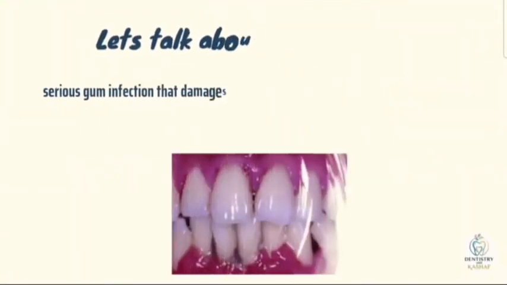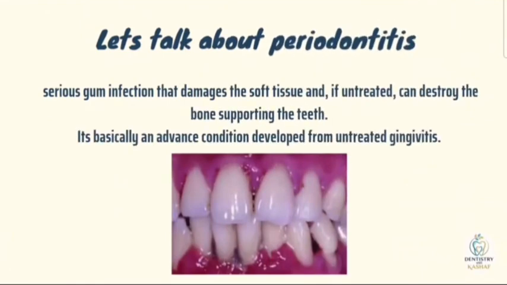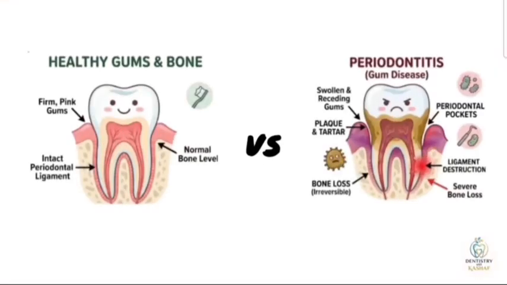Let's talk about a very interesting topic, periodontitis. It is a serious gum infection that damages the soft tissues, and if it is untreated, it can destroy the bone supporting the teeth. It is basically an advanced condition developed from untreated gingivitis. One must know the difference between healthy gums and bones and periodontitis, meaning diseased gums.